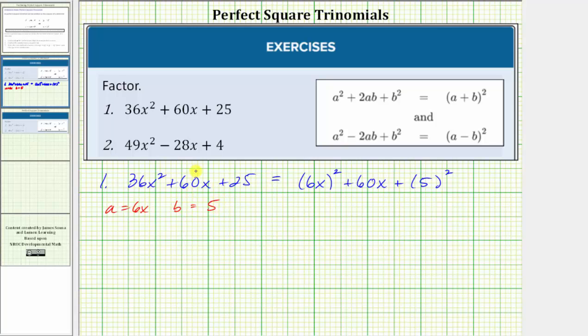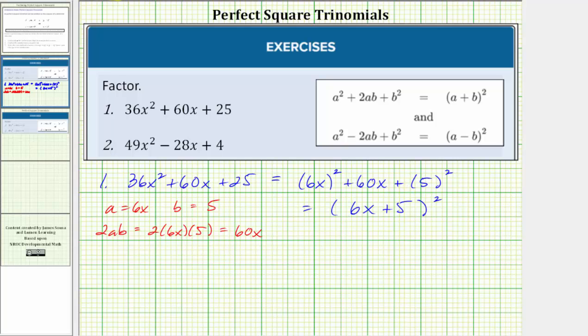The next step is to verify the middle term is equal to 2ab. 2ab is equal to 2 times 6x times 5, which does equal 60x, the middle term, and therefore we do have a perfect square trinomial, and the trinomial will factor into the square of the quantity a plus b. We know the binomial is a plus b because the middle term is plus 2ab, or in this case, plus 60x, which means the given trinomial factors into the square of the quantity 6x plus 5.